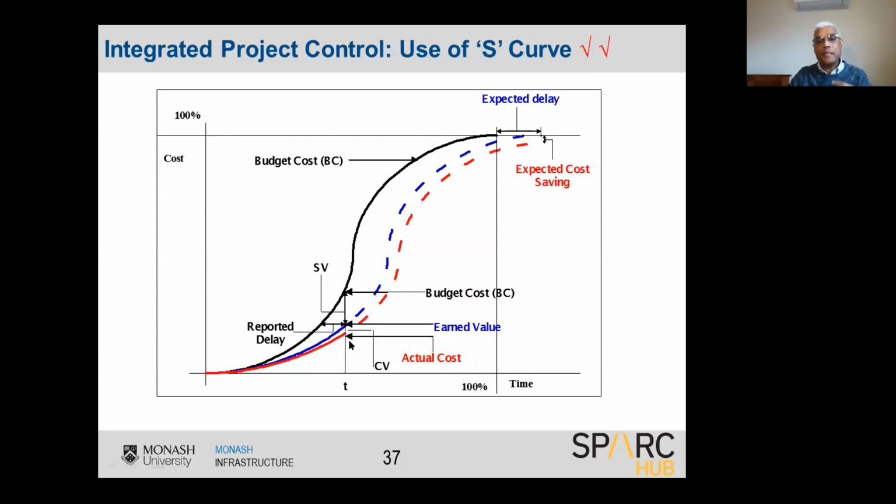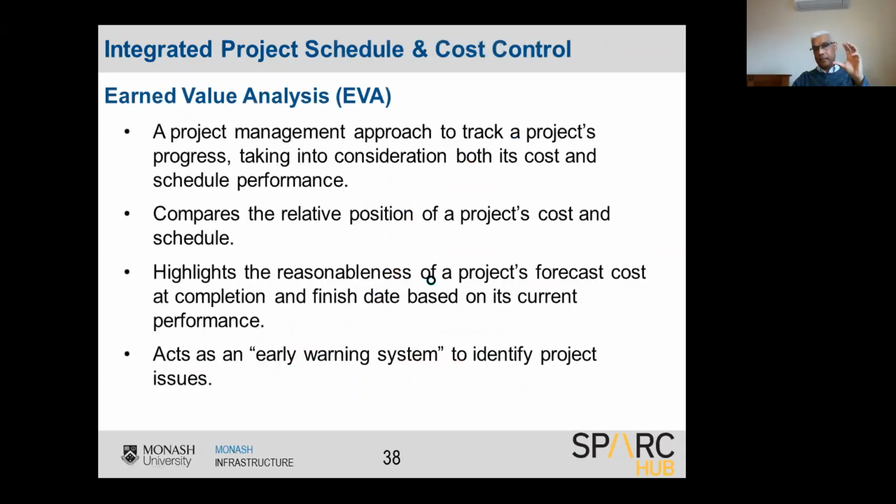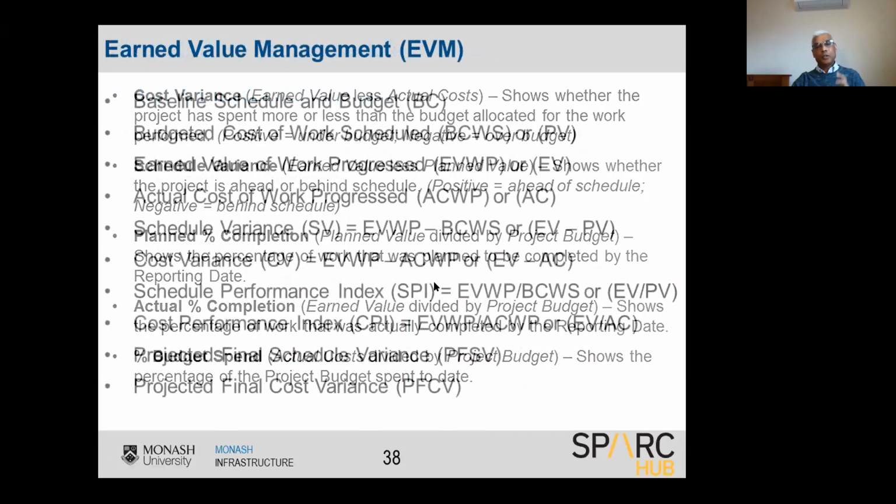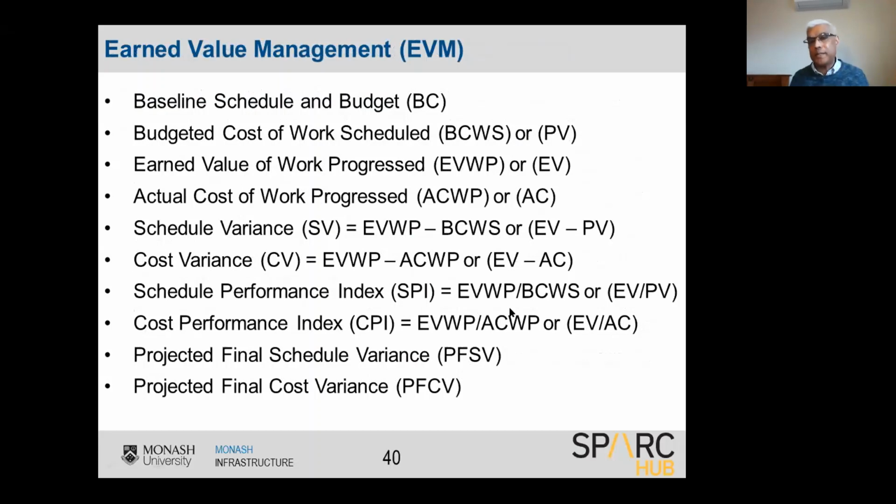The earned value minus actual cost, if it is plus, you are better than the budget. If the earned value minus the actual cost is minus, you are over budget. That means you have overspent. That is the concept of the earned value system. So these are the equations.